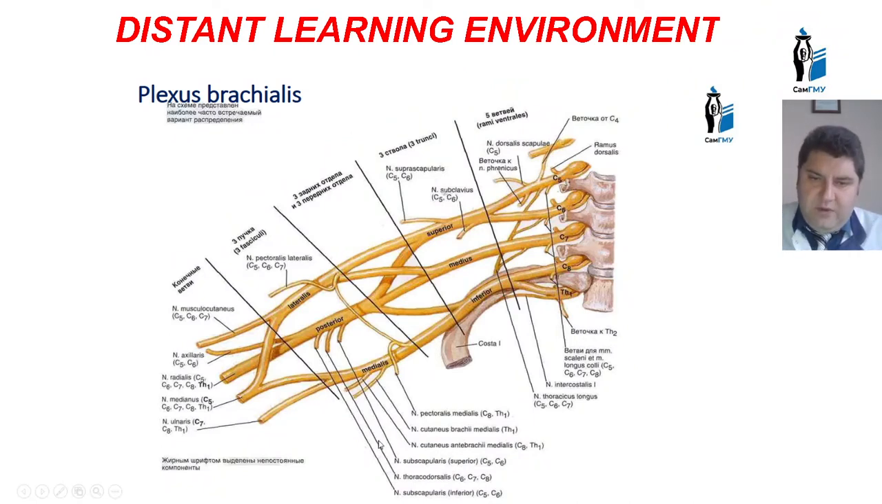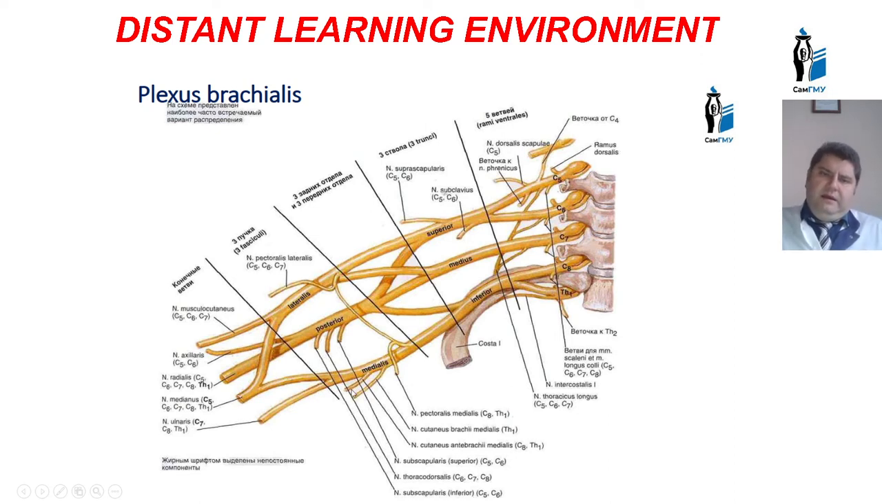And now we can see the nerve called the thoracodorsal nerve, nervus thoracodorsalis, which innervates the widest muscle of the back, musculus latissimus dorsi. So this nerve innervates this wide muscle.